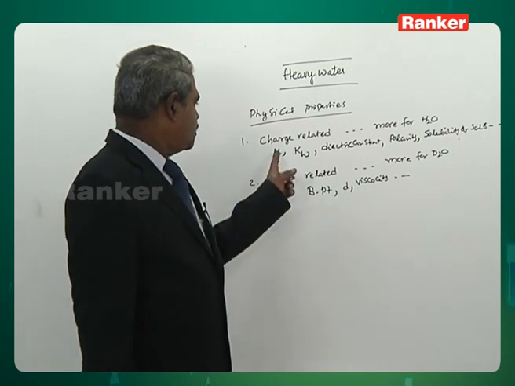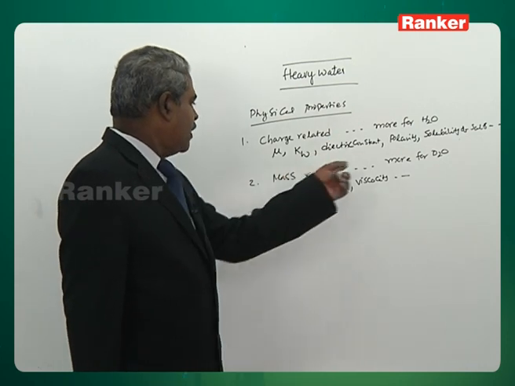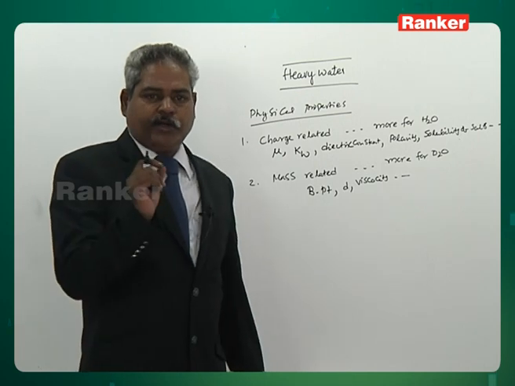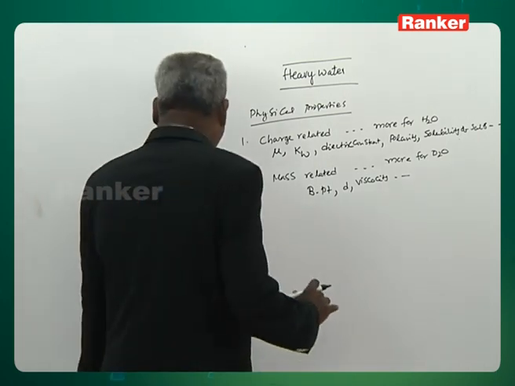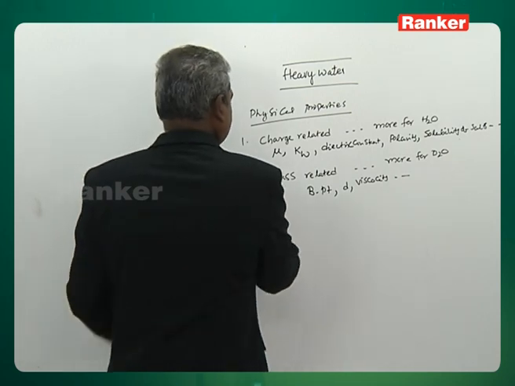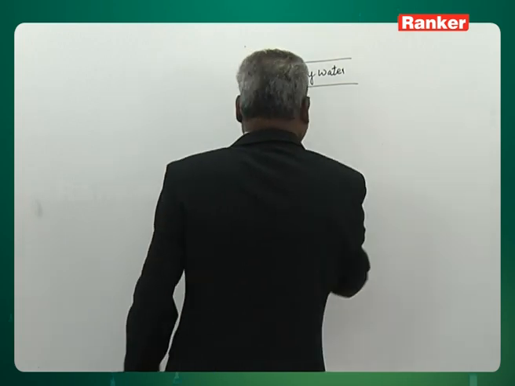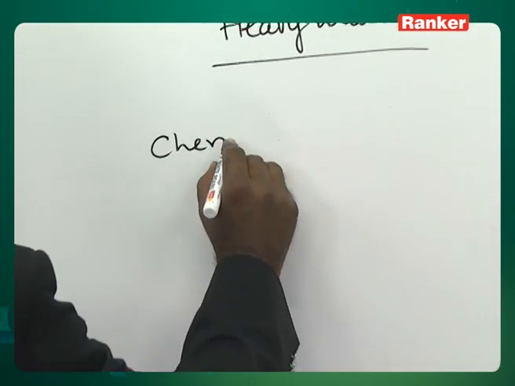So, all these charge related properties are more for H2O. Mass related properties, you have to learn broadly, otherwise you can't remember each and everything. Very simple. Charge related: dipole moment, polarity, dielectric constant. Now, what about chemical properties? Chemical properties.